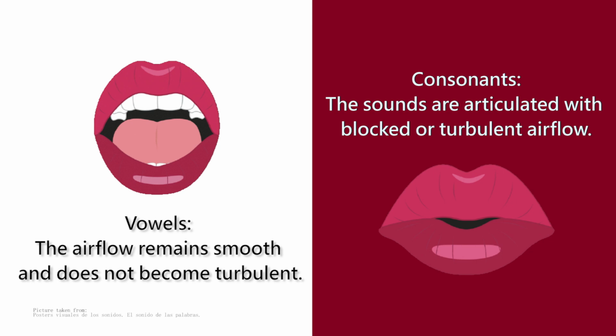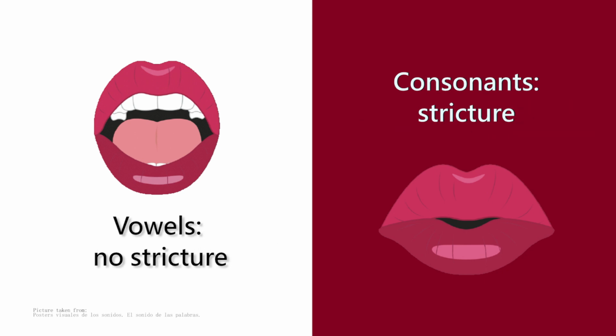Vowels are uttered with a free passage of air. In other words, for consonants, we have some sort of stricture. In vowels, no stricture. And then this can be a basis for understanding the different kinds of consonant that we mentioned in the utterance usage.